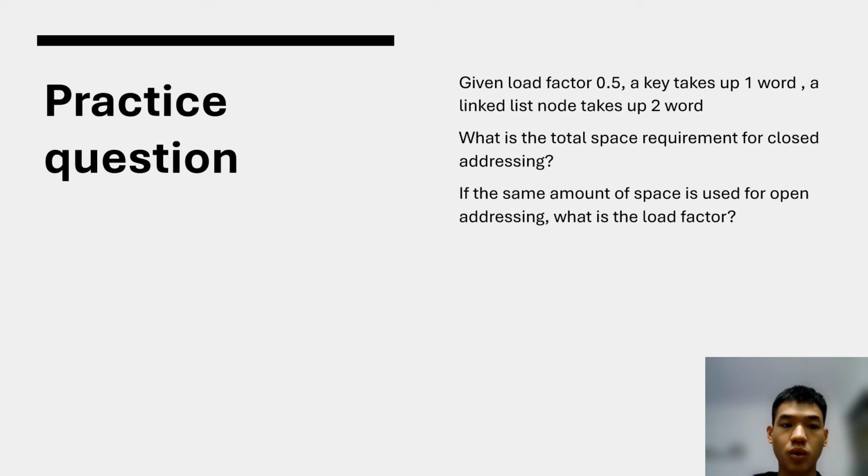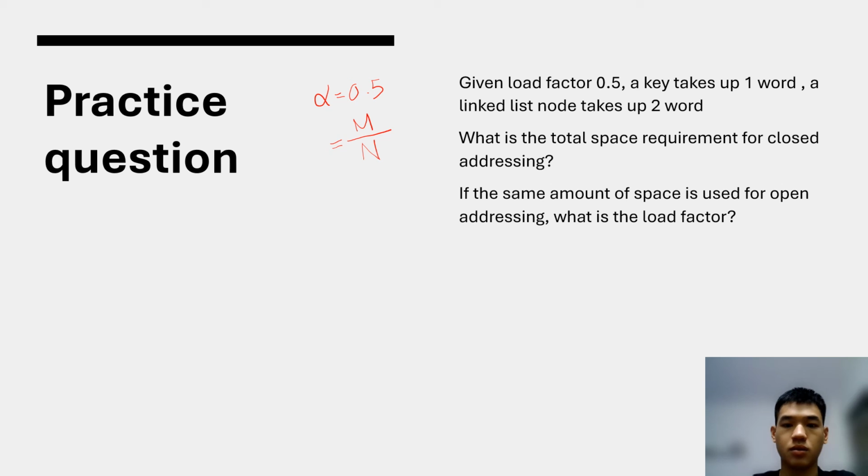Before we end the video, we will have a look at the practice question. We are told, given a load factor alpha equal to 0.5, you know that alpha is equal to number of elements divided by hash table size. We are told each key takes up 1 word and a linked list node takes up 2 words. We are then asked what is the total space requirement for closed addressing.